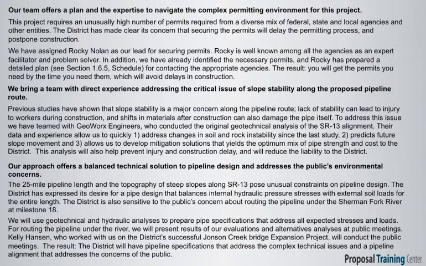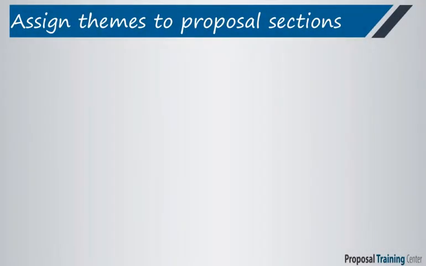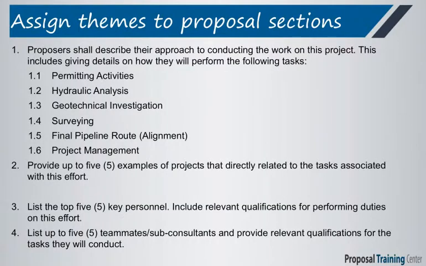Okay, the next problem is, how do you make sure that each section talks about the right theme? Well, that's easy. You assign the themes to the appropriate section. You do this after the RFP comes out, and you have outlined your proposal according to the instructions in the RFP. Now, these are the main sections of the proposal we wrote, based on how the RFP told us to outline it. Next, we assign the themes to the sections.